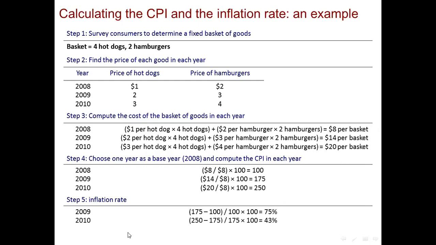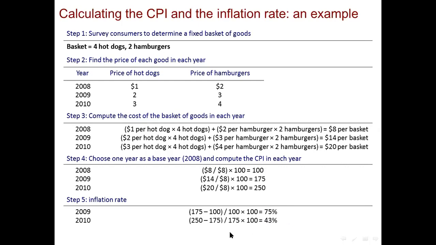So here between 2008 and 2009 the inflation rate is what? The new year is 2009, 175 minus 100 divided by 100 times 100. How many percent? 75%. This is the inflation rate. Basically the prices have increased by 75%. This is what this means.